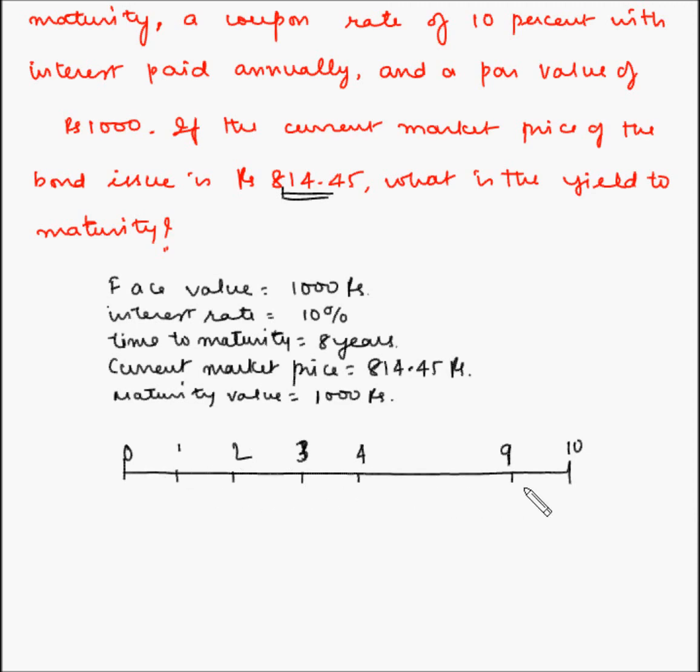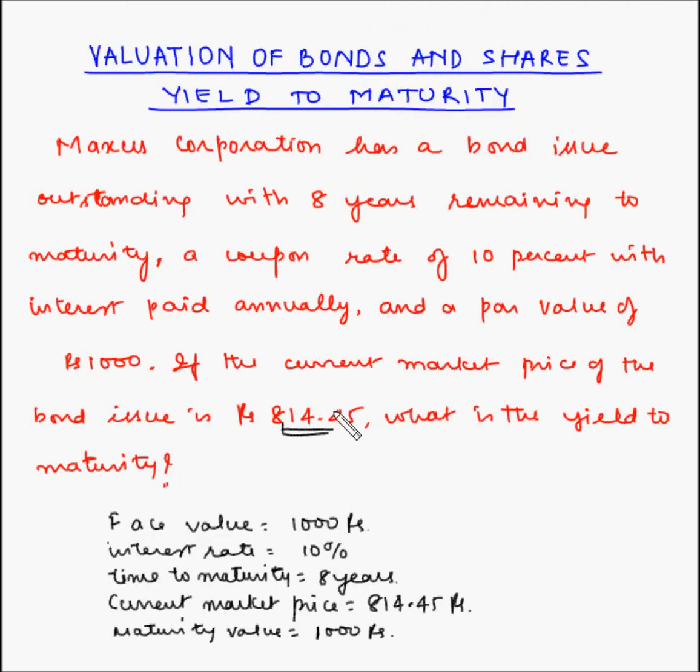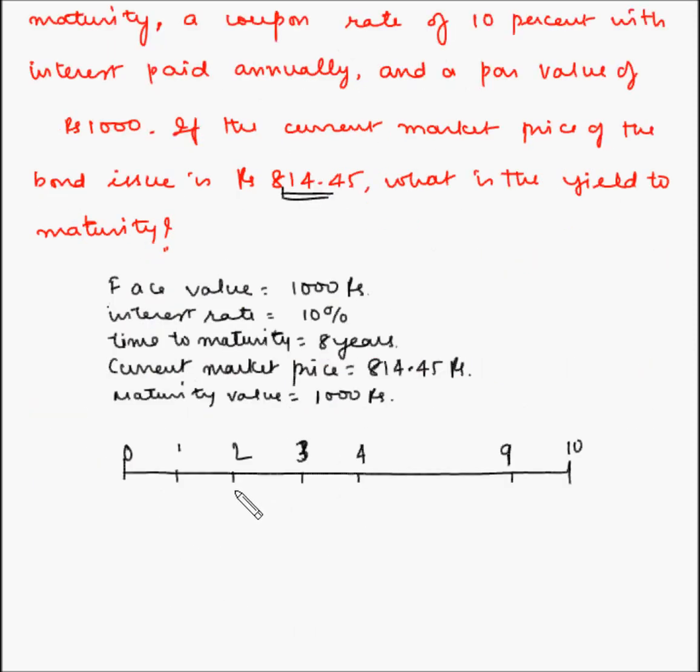So here I am assuming that the total tenure of this bond was 10 years because we do not know when this bond was issued. However, we know that from the current date, the time remaining to maturity is 8 years. So let's say if the total tenure of the bond was 10 years, then today we are at the beginning of the third year. So basically the time remaining to maturity will be 8 years.